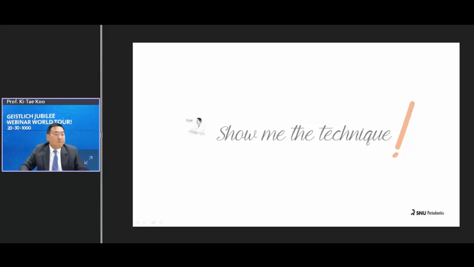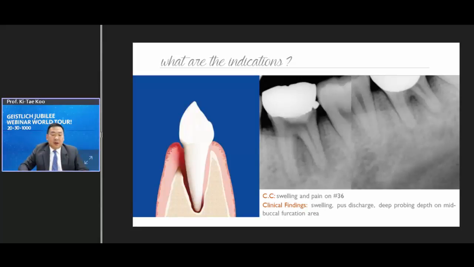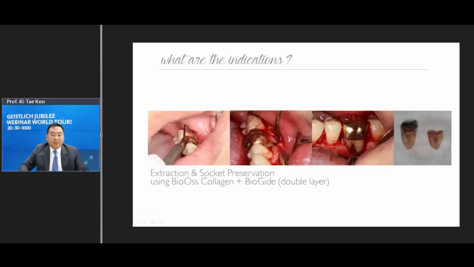Now, I would like to show you the technique. The title is Show Me the Technique. So here is a case of mine. Swelling and pain on number 36, which is the first left mandibular molar, and the clinical findings were swelling, pus discharge, and deep probing depths at the mid-buccal furcation area. So you could see that the probe is penetrating deep into the pocket, and this is what we do.